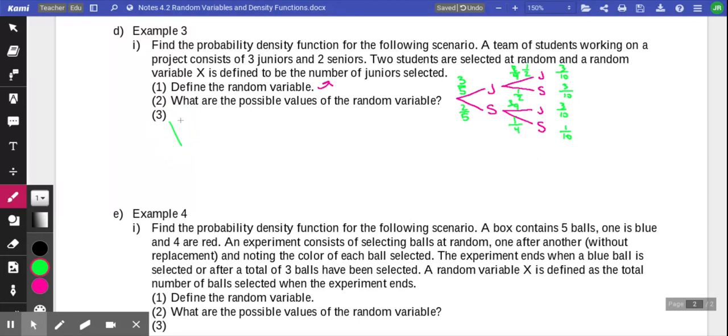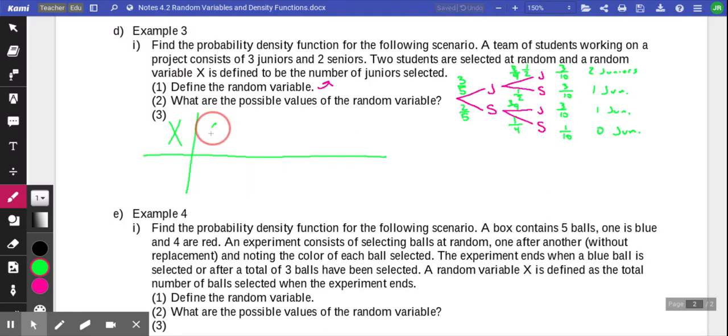All right, so X represents our random variable. And in this case, we could do senior followed by a senior. We could do senior junior. We could do junior senior or junior junior. So in this case, we would have junior junior. So that means that there would be 2 juniors. In this case, we'd have junior senior, so that'd be 1 junior. Senior junior, that'd be another case of 1 junior. And then senior senior would be a case of 0 juniors.